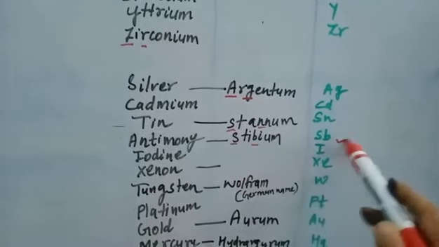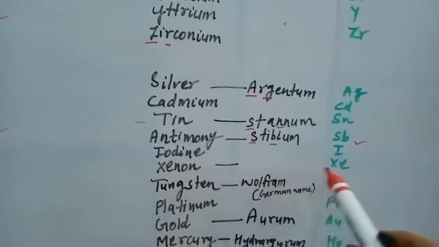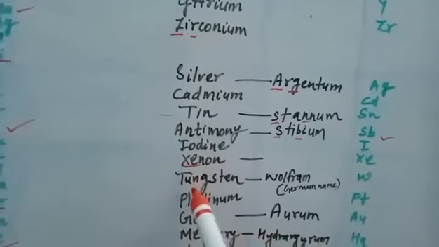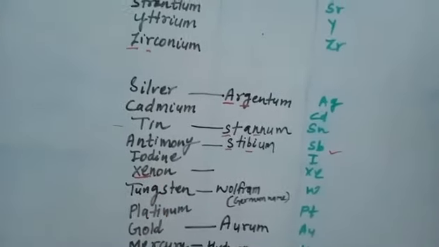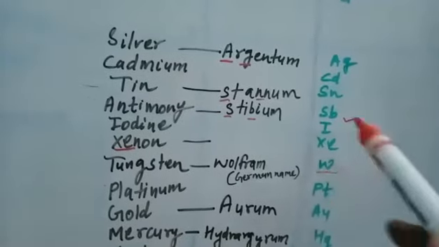Antimony is taken from the Latin word stibium, okay, and here also capital S and a small b, okay. Then iodine, capital I. Then xenon, capital X and small e, okay, first two letters. Then tungsten, it has been taken from the German name Wolfram, and its chemical symbol is W.